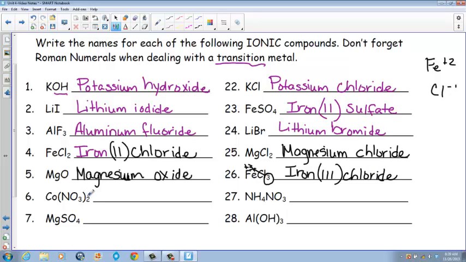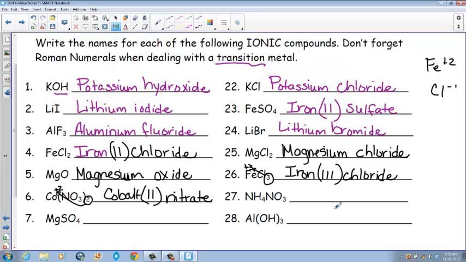Here, okay, this 2, again, here's your shortcut, would come up. So we're reversing the crisscross method to tell us what the charge is. Cobalt is a transition metal, so this would be cobalt(II), and then nitrate. NO3 is a polyatomic ion, and we look up that name on table E.